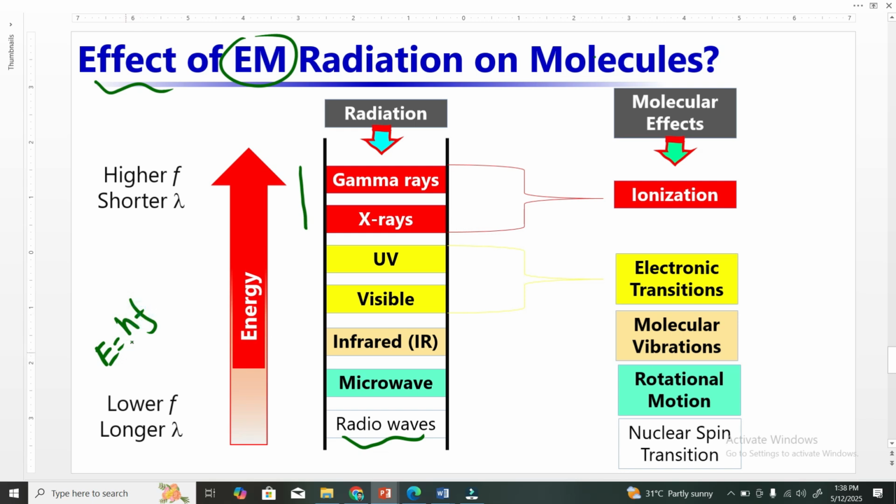So frequency and energy are directly proportional to each other. This equation can also be written as E equals hc by lambda. This means that a radio wave has a longer wavelength. And we know that in electromagnetic radiations, gamma rays have the highest energy.